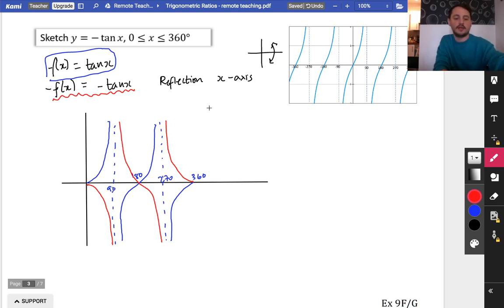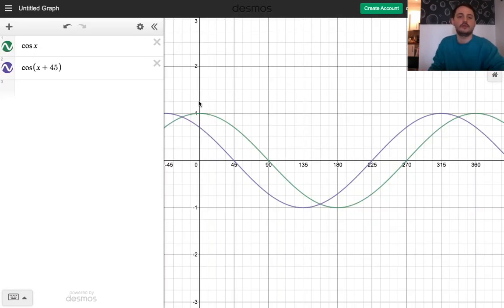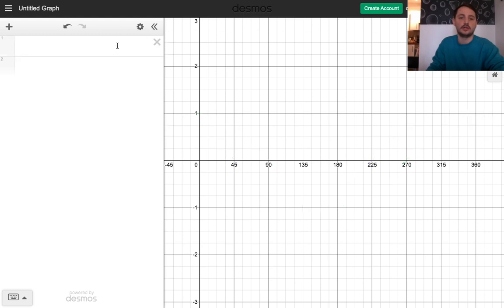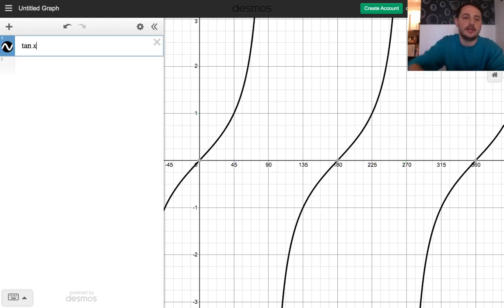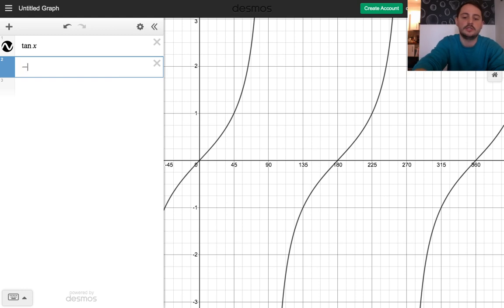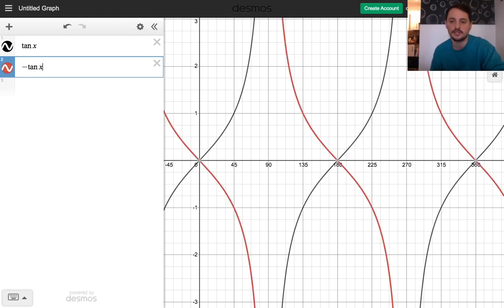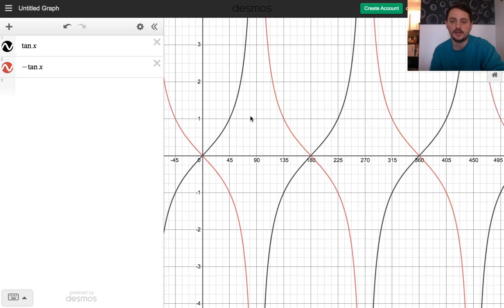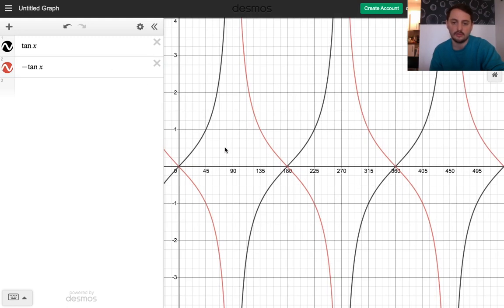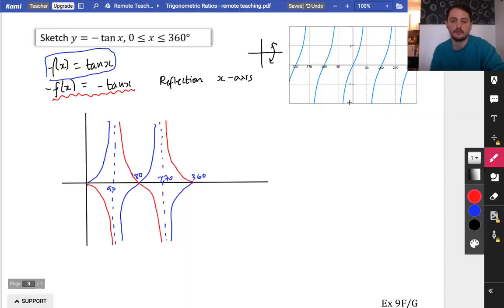So let's have a look, and you can use Desmos yourself if you want to check any of these answers as well. So I'm going to put tan x, and then the function that I wanted to do was minus tan x. So let's see if it's going to flip how we expected. It is going to flip how we expected. So we've got that kind of downward slope, and then this sort of downward shape here, and then a little bit like that. Let's see if that worked with ours.